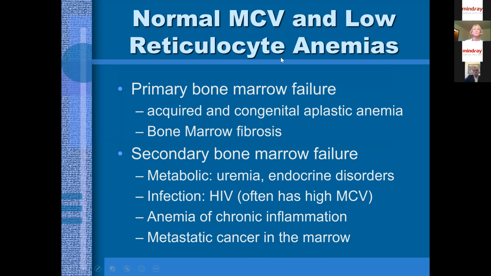So now we're going to talk about normal MCV instead of the low MCV, with low reticulocytes. And that's due to primary bone marrow failure, such as acquired or congenital aplastic anemia, bone marrow fibrosis. Secondary causes can be metabolic, such as uremia, endocrine disorders, infection, HIV is a good example. And in HIV, especially untreated, their MCV may be elevated though. Also anemia of chronic inflammation, and metastatic cancer in the marrow.